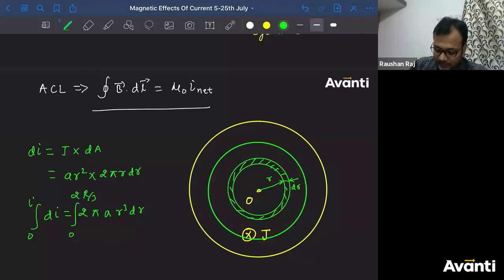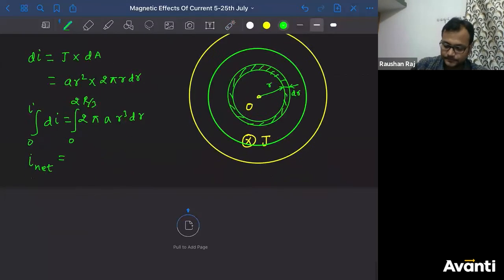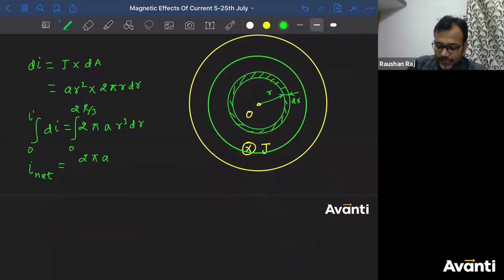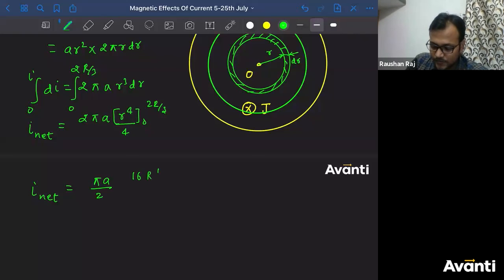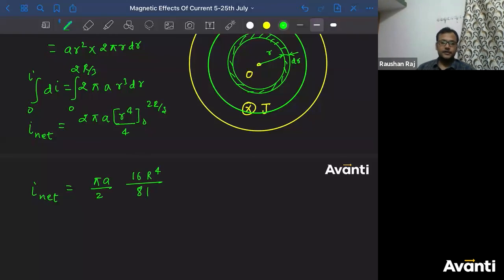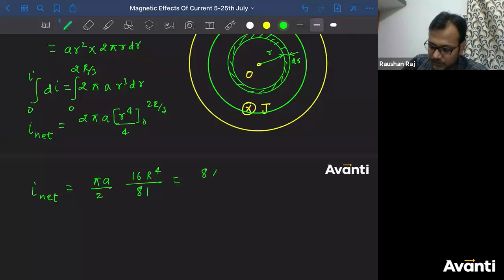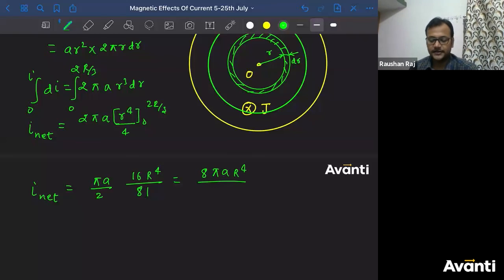So this is what the net current, I net. Integrate this. 2 is constant, pi is constant, A is constant. R cube integration is R to the power 4 divided by 4. Limit is from 0 to 2R by 3. So I net value is given to us as pi A by 2 into R to the power 4, so 16 R to the power 4 divided by 81, minus 0. So now I'm going to get 8 pi A into R to the power 4 divided by 81 as the net current.